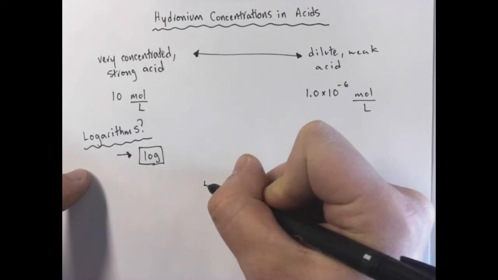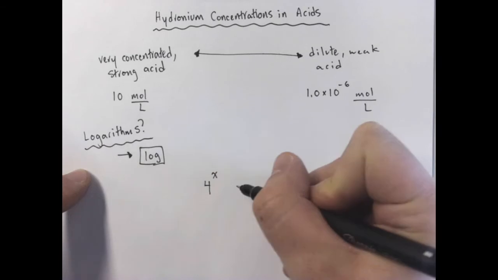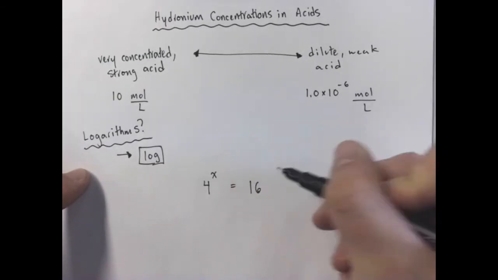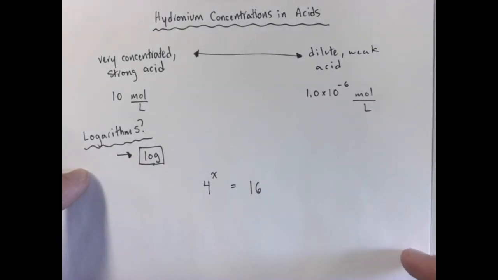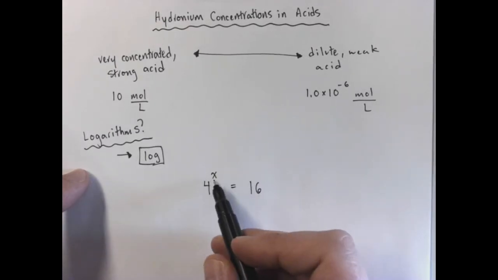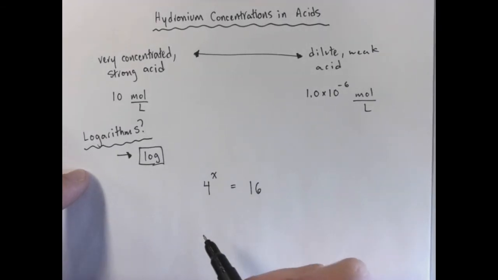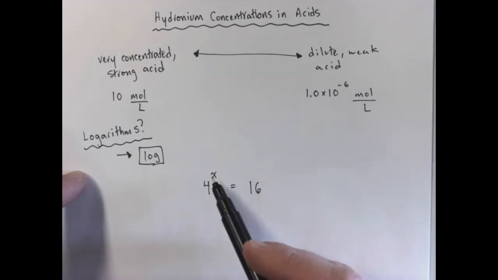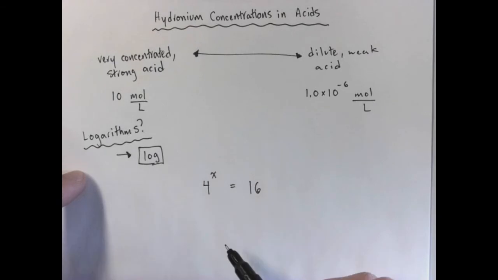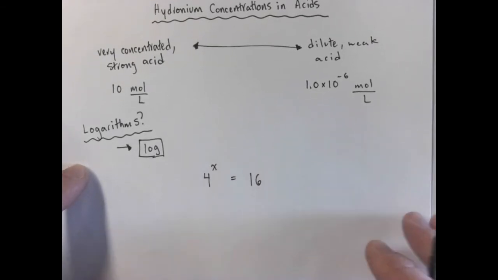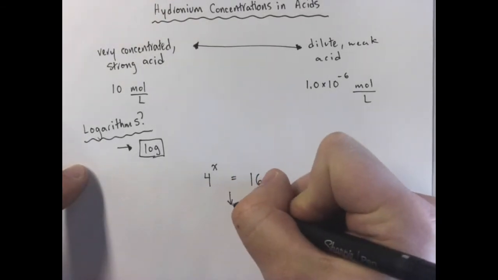So for example, I could have something like 4 to the x equals 16. What a logarithm tries to do is tell us and calculate what that exponent would have to be to give us 16. Now in this example, it's really simple. We kind of know that x has to be 2. But the way we write this as a logarithm is maybe not so simple.